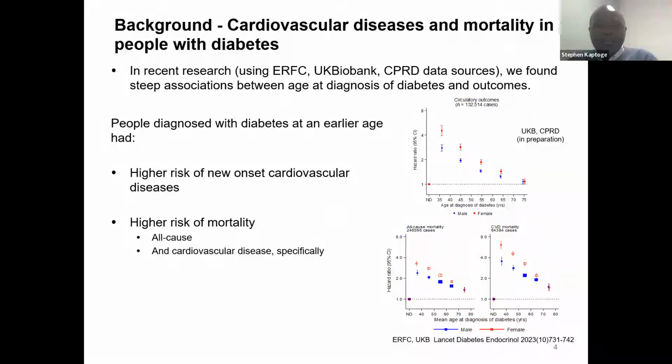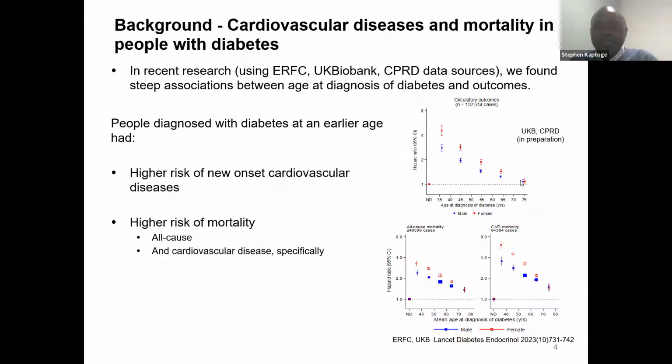That comes from this background work, which we did in a pre-pandemic period using data from the Emerging Risk Factors Collaboration, UK Biobank, and CPRD data sources. Here we were looking at the excess risk of mortality according to the age at which diabetes was diagnosed. First, in CVD, meaning all cardiovascular-related conditions, fatal or non-fatal, in the CPRD, and then specifically mortality, when we combined data from ERFC and UK Biobank.